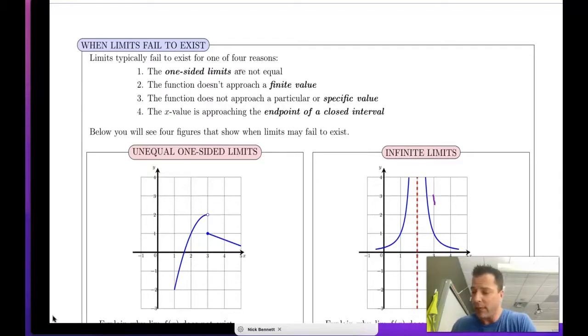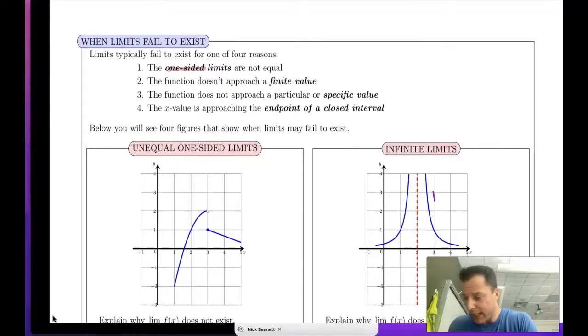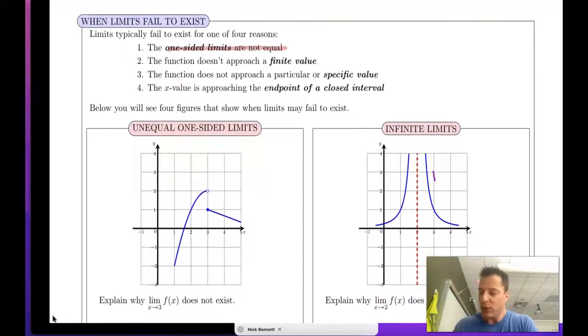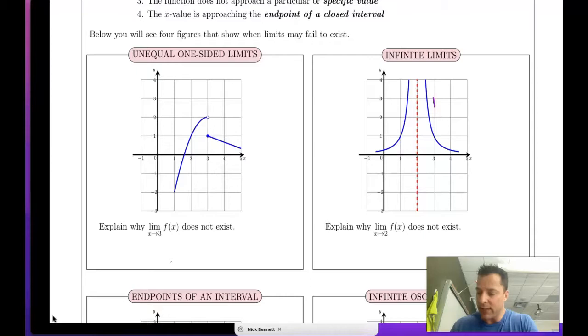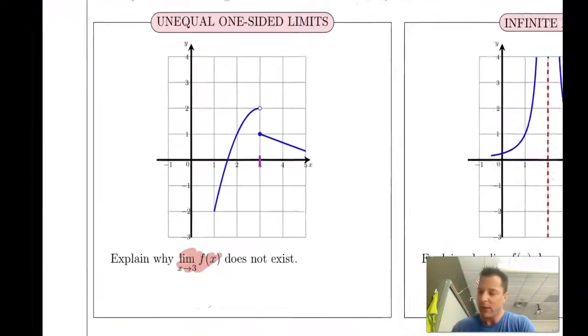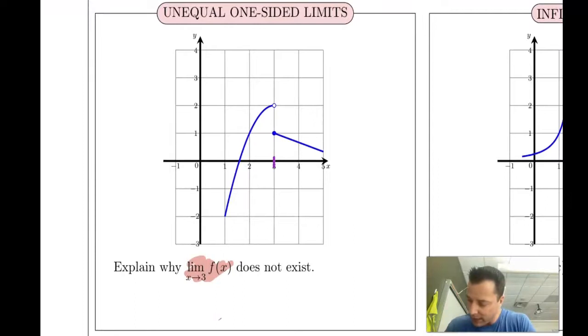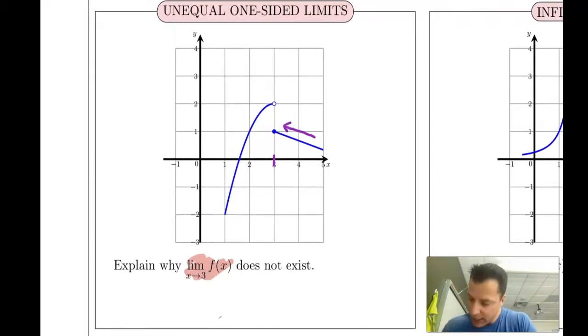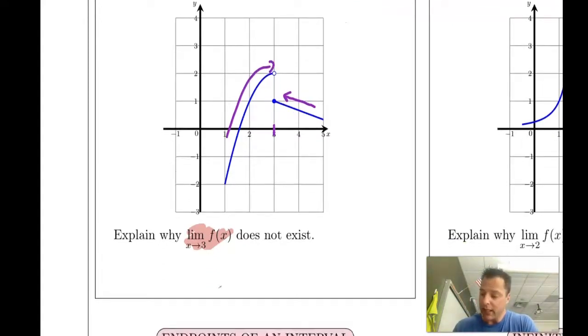Number 1, and probably, in my opinion, one of the most common, is that the one-sided limits are not equal. If we look at the unequal one-sided limits here, we're approaching 3, and they're asking us, explain why the limit doesn't exist at 3. Well, from the right, I approach 1 with my output value, and from the left, I approach 2. The left-hand and the right-hand limits don't match.